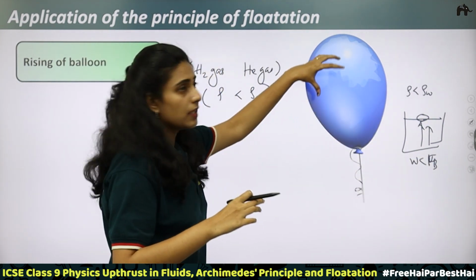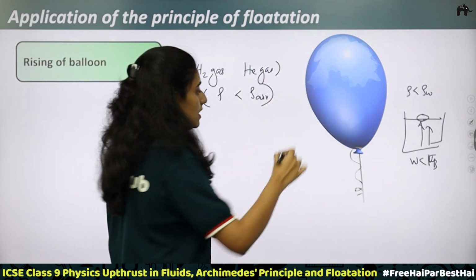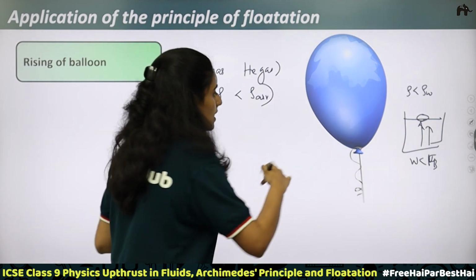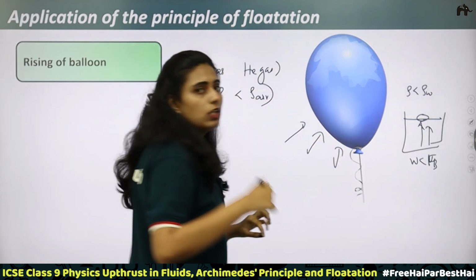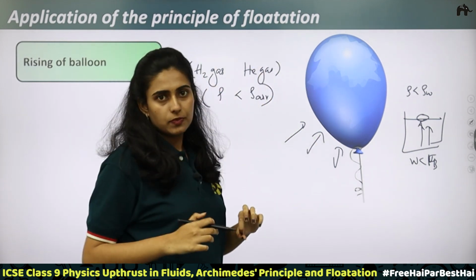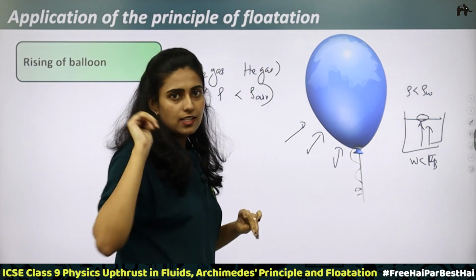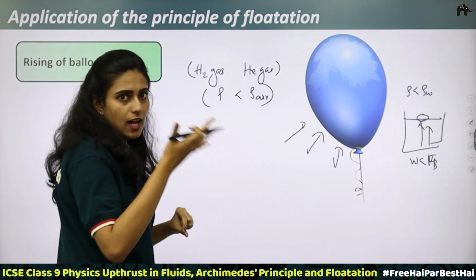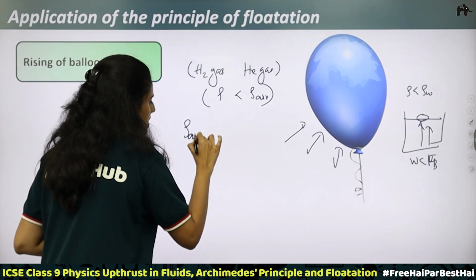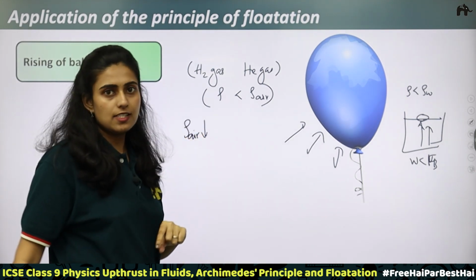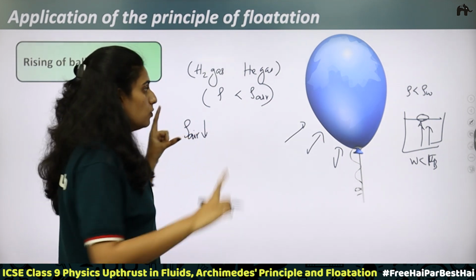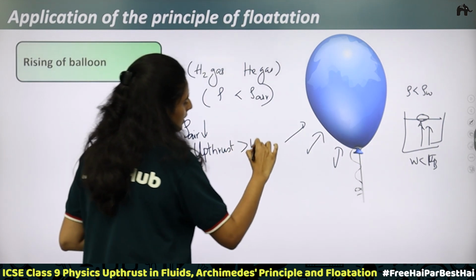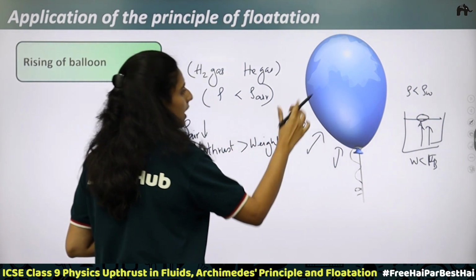The weight due to the gas that is exerted down will be less, and the upthrust that is exerted by the surrounding air on the balloon will be greater. So it will be moving up. Now, do you think it can go to great heights? That is, it can rise indefinitely? No. When you go to a higher altitude, what is happening to density? Density of air will decrease. So we know that until upthrust is greater than the weight of the body, it will be able to rise.